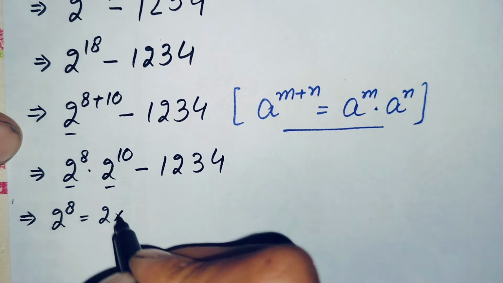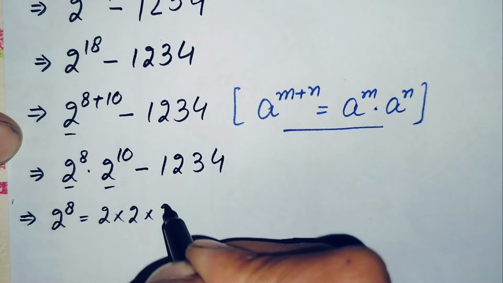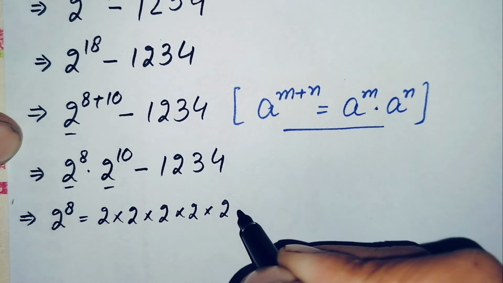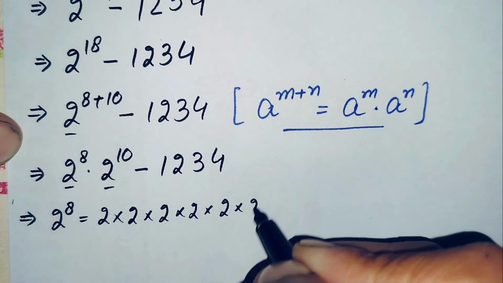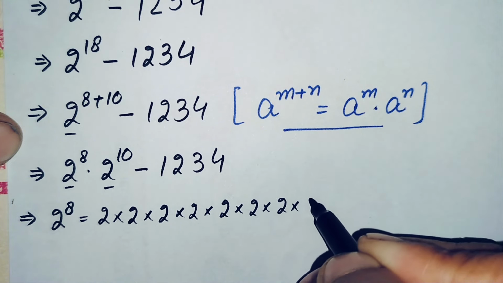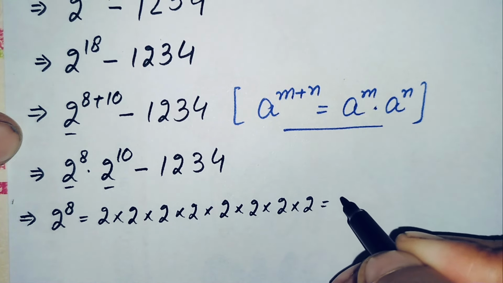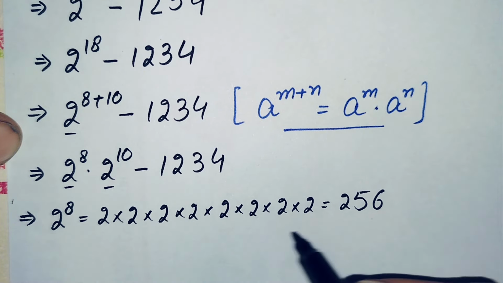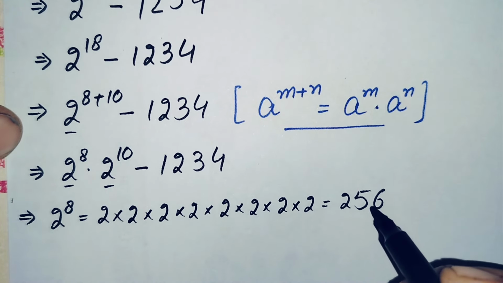So let's multiply 2 eight times. 2 times 2 is 4, 4 times 2 is 8, 8 times 2 is 16, 16 times 2 is 32, 32 times 2 is 64, 64 times 2 is 128, and 128 times 2 is 256. So the value of 2 raised to power 8 is 256.